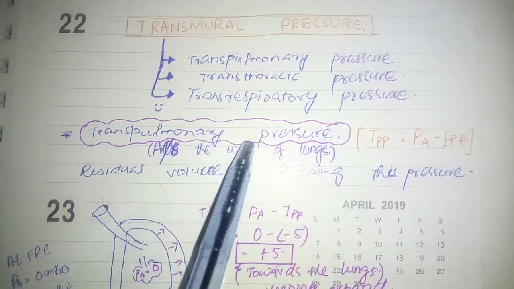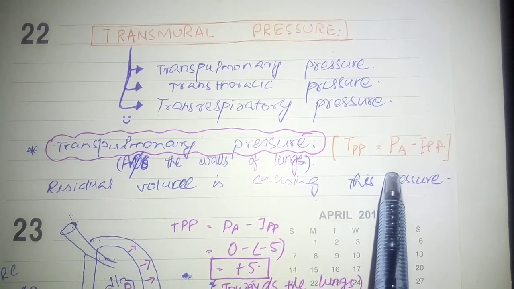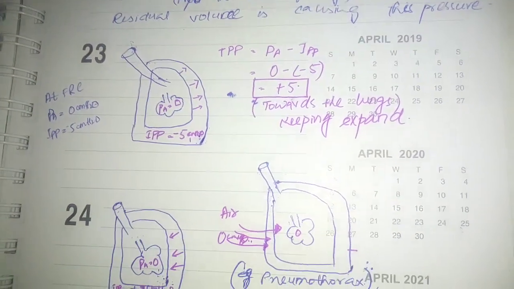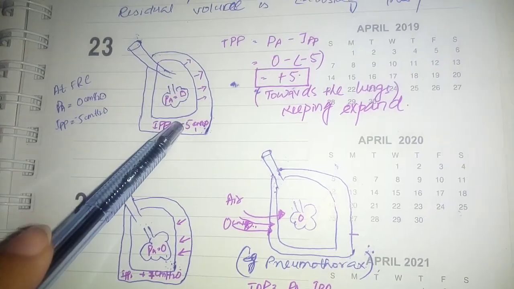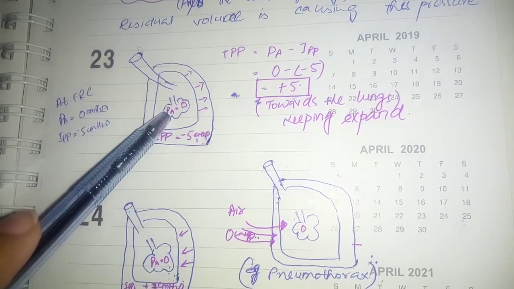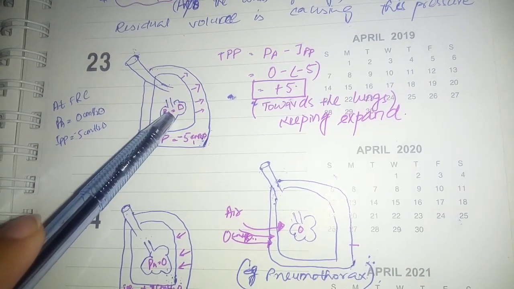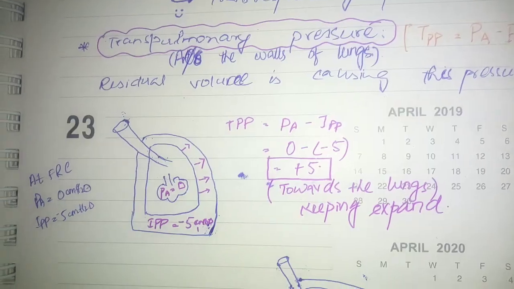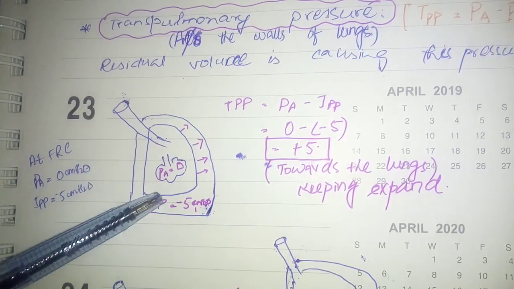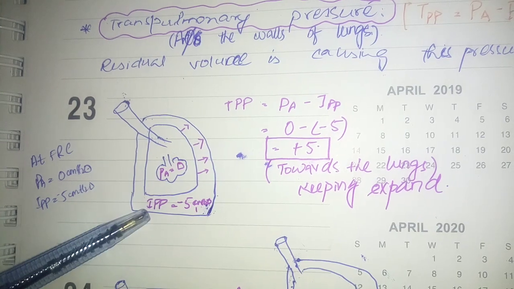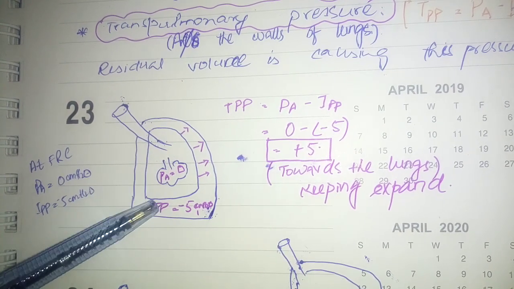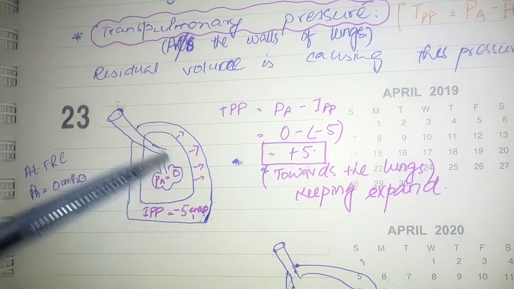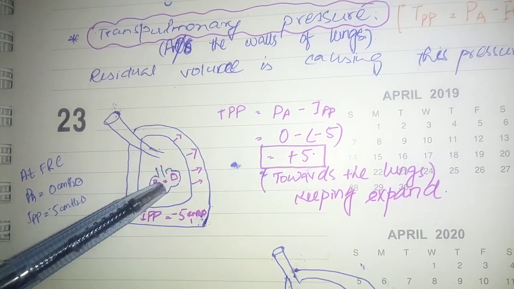Okay, starting with the transpulmonary pressure. Transpulmonary pressure is equal to alveolar pressure minus intrapleural pressure. Now, I have tried to explain it in all 3 conditions. First of all, this is the condition. This is the lungs, this is the alveoli, and this is the condition known as the functional residual capacity. What is FRC? It is the volume that is inside the lungs after the tidal volume has been expired. That means this is the lungs, the tidal volume has been expired outside the lung, and now what is inside the lungs? Of course, the residual volume.